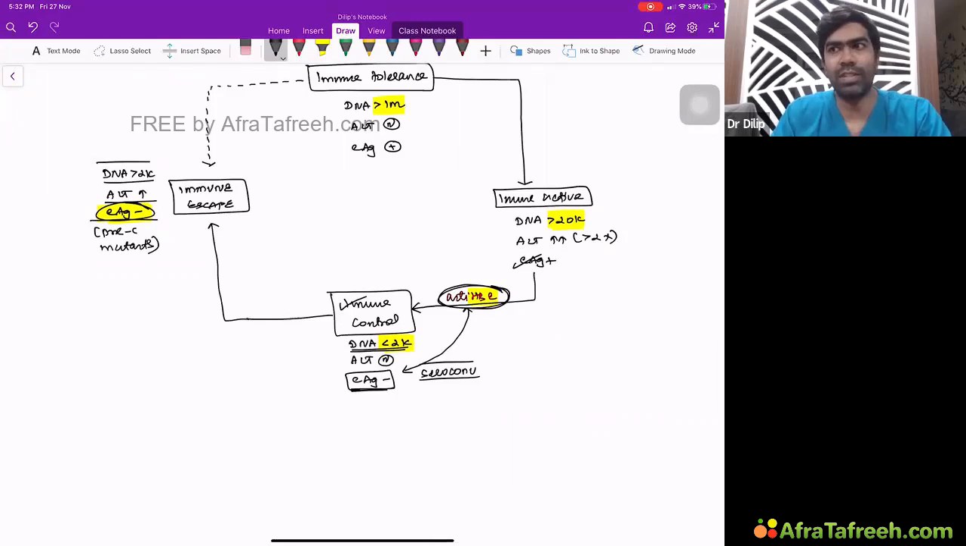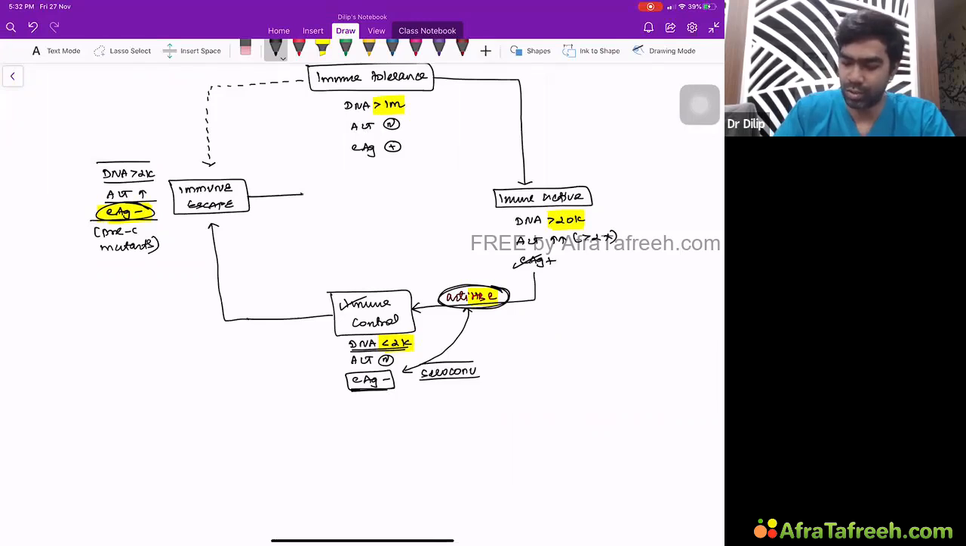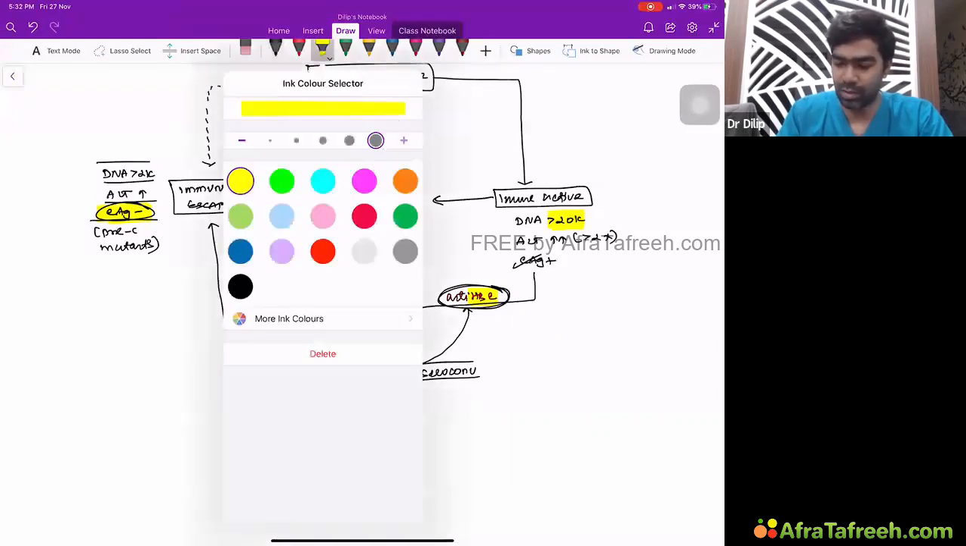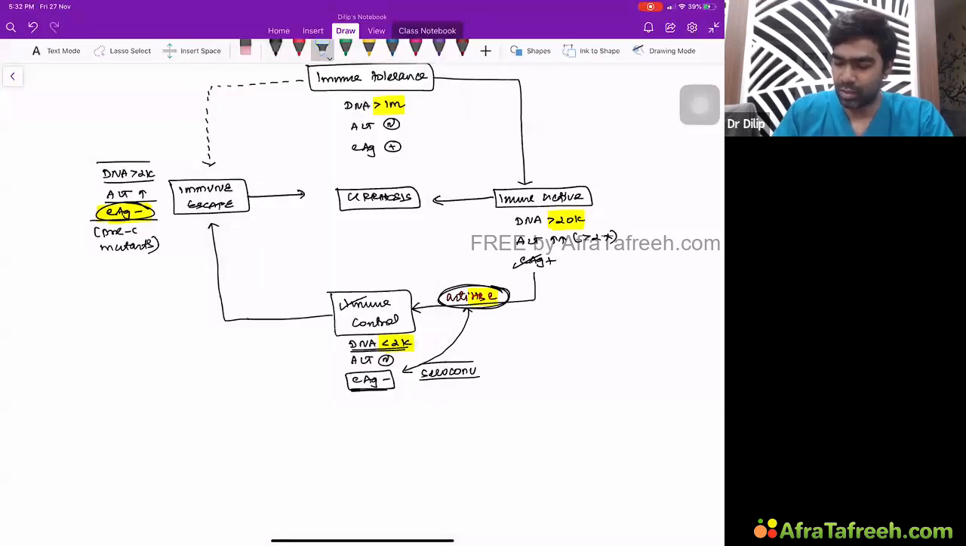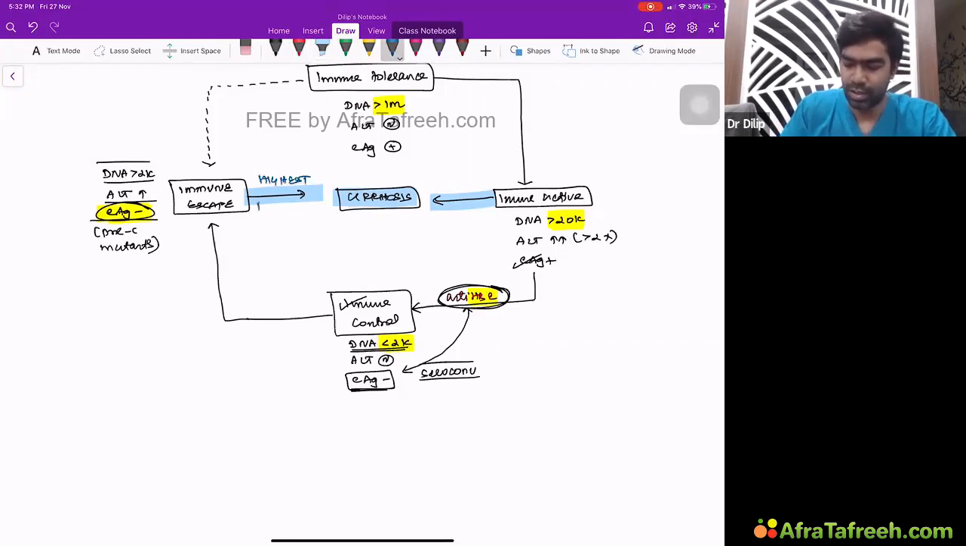And if you ask me which time the patient goes for cirrhosis, the highest risk of cirrhosis is with the immune active phase and immune escape phase only. This is the time where there is a very, very high risk of developing cirrhosis. Cirrhosis risk is extremely high with immune active phase and immune escape phase only. But among the two, if you ask which has the highest risk of developing cirrhosis, the immune escape phase is the one that has the maximum risk of developing cirrhosis.